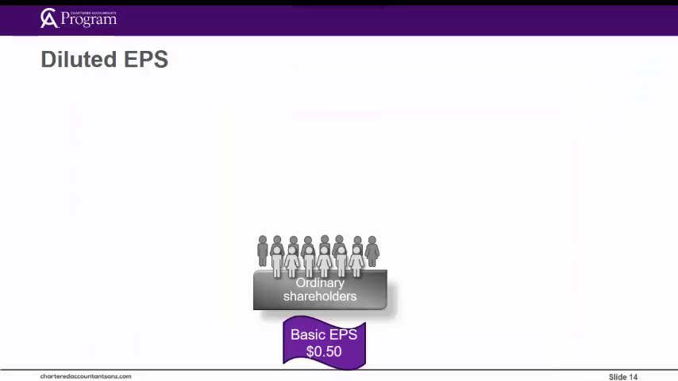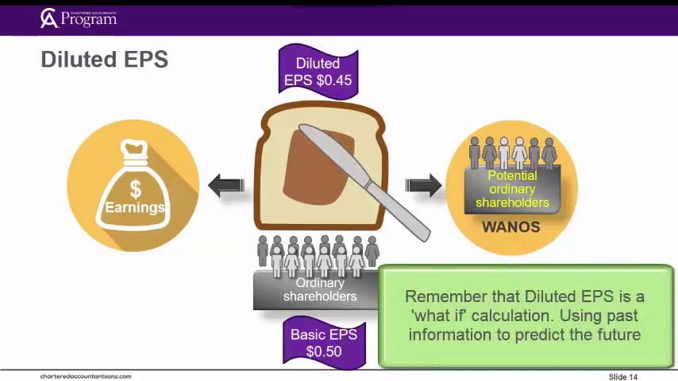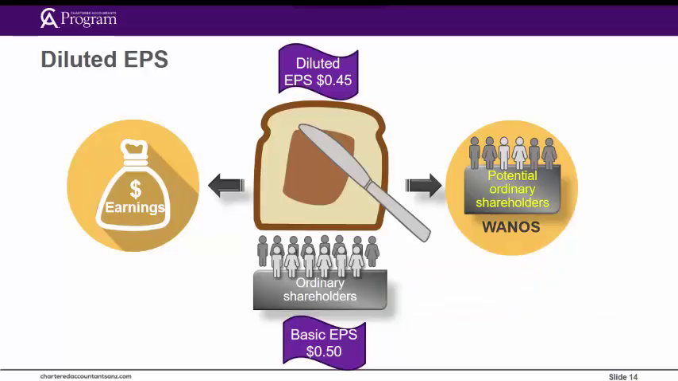So our existing ordinary shareholders are notified in the annual report that the basic earnings per share is 50 cents. What we've seen is the earnings have to be spread with those potential ordinary shareholders. If they were to become ordinary shareholders, we're spreading the earnings more thinly across a wider base of ordinary shareholders, and that causes our diluted earnings per share to be lower than our basic earnings per share. Therefore, in the financial statements, we disclose basic earnings per share of 50 cents and diluted earnings per share of 45 cents. So that's how you do diluted earnings per share.